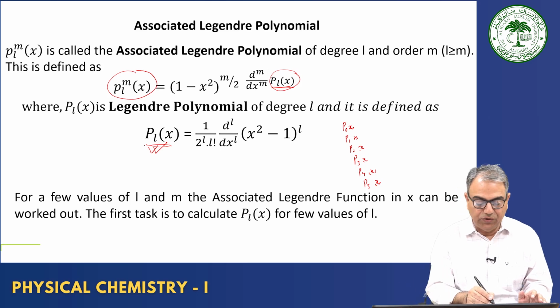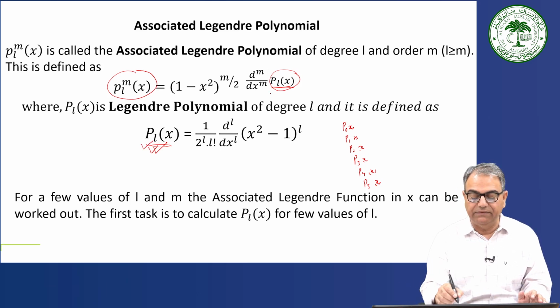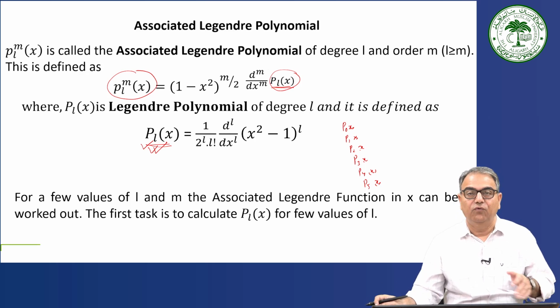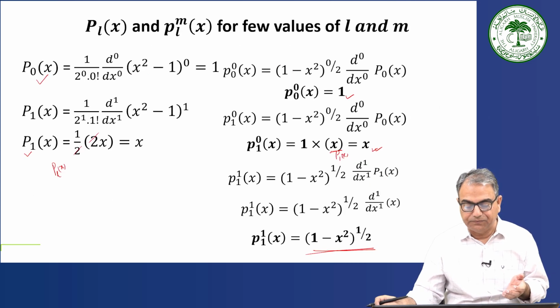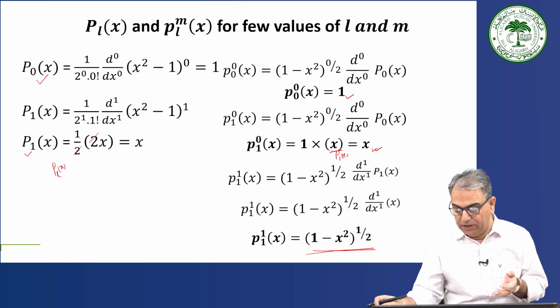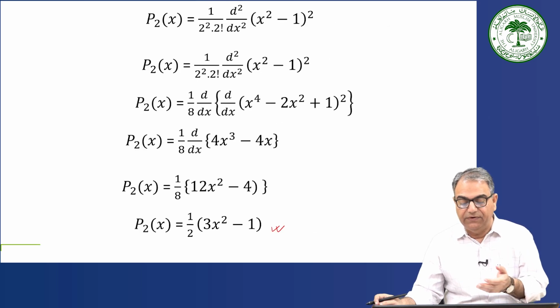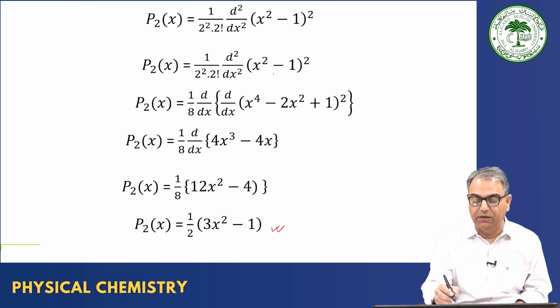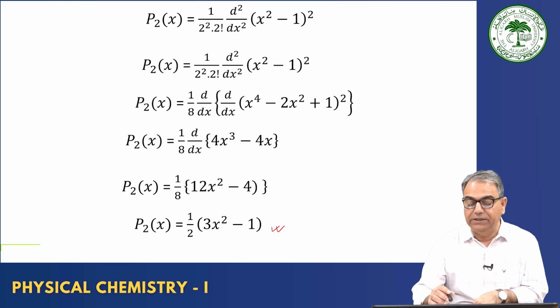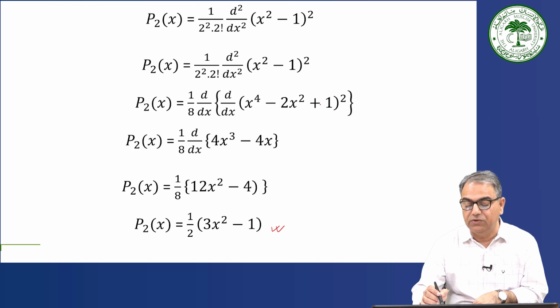So first you will calculate PLX, and then you will put this PLX value into PLMX to get this one, and the rest is only differentiating: differentiating once, differentiating twice, differentiating thrice if the m value is 1, 2 or 3. Okay. So you see here, we have differentiated once here, then we are differentiating twice here, d square by dx square. So for d square by dx square, what will it be? It is twice of this one, x square minus 1 raised to the power 2, so it's a minus b whole square, meaning a square minus 2ab plus b square. So you have x raised to the 4 minus 2x square plus 1.